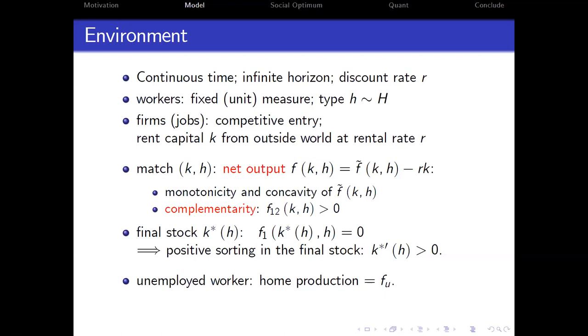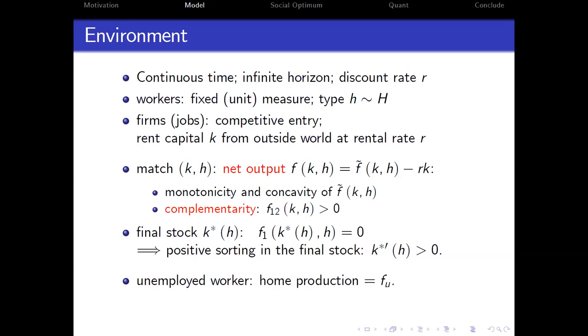Firms, they are the same. So here, again, the firms and jobs, there isn't really any distinction. So there's just a competitive entry that determines it. Firms are going to rent capital from the outside of the world at this rental rate R. All right, a match between K and H. So remember, K is capital, H is worker's skill. So I guess a job hires one worker.